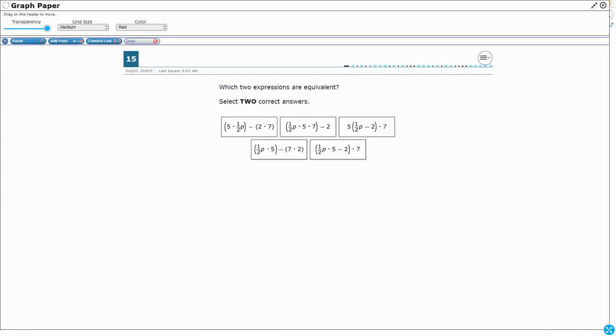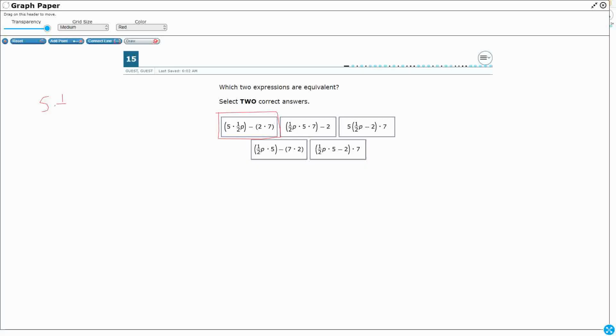So we need to find two equivalent expressions, but they don't give us one to start with. So it could be any of these two here together. And really what looks like we're dealing with are some different properties of operations. And let's go ahead and just start looking at some of these, right? So if I wanted to say, like, let's look at this one first.